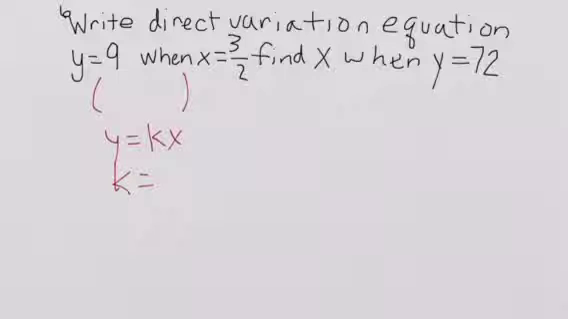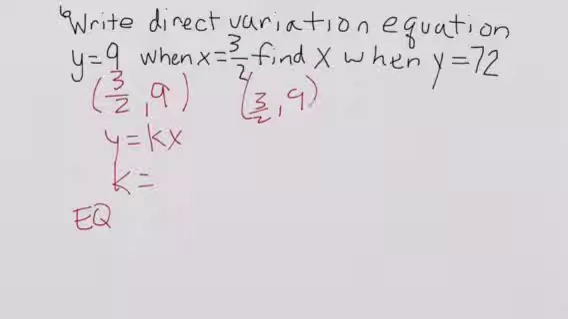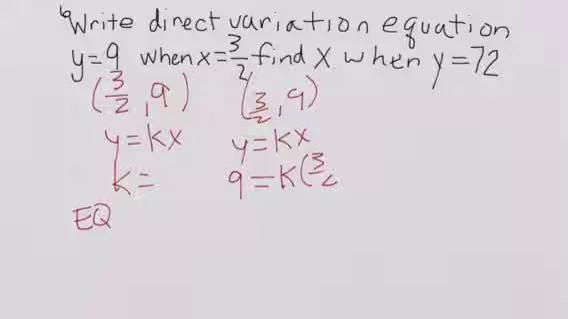So we're going to need to find k in order to find our equation. So the ordered pair that they've given us is 3 halves, 9. So we're going to put it into y is equal to kx. So we're going to put 9 is equal to k times 3 halves. And again, we're going to use commutative property of multiplication and symmetrical. So it's going to be 3 halves k is equal to 9. To make the fraction go away, flip the fraction, multiply. So we're going to multiply by 2/3.